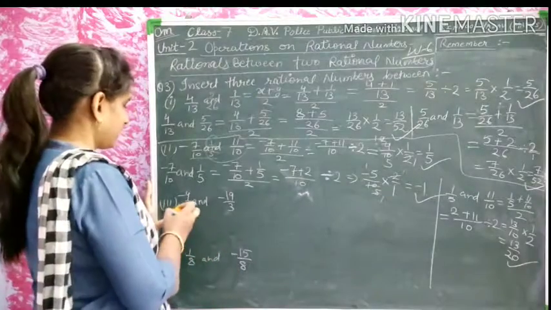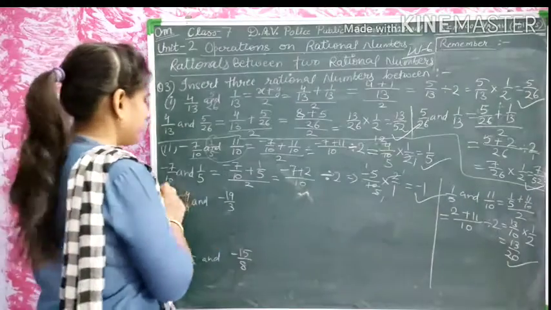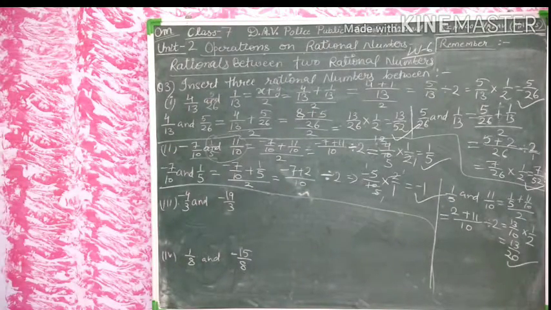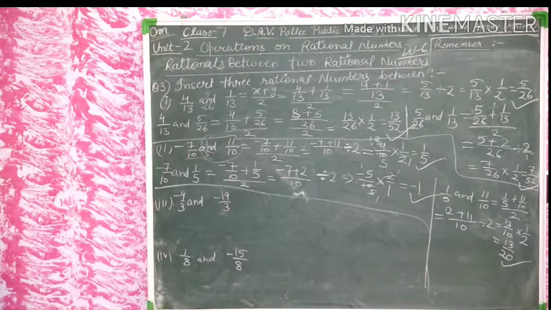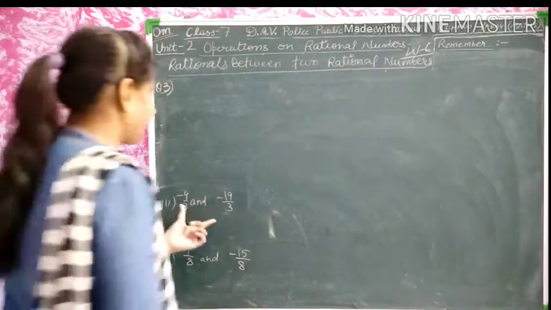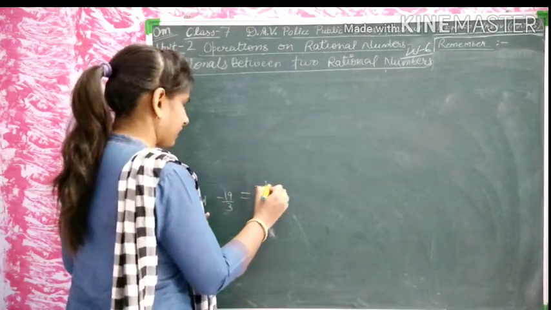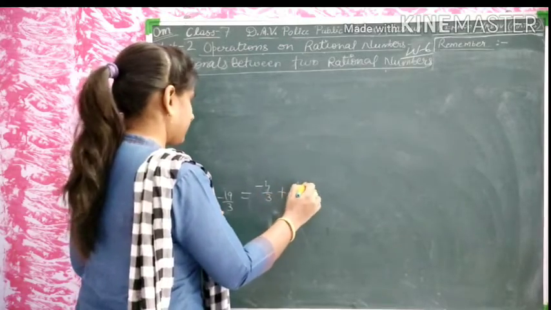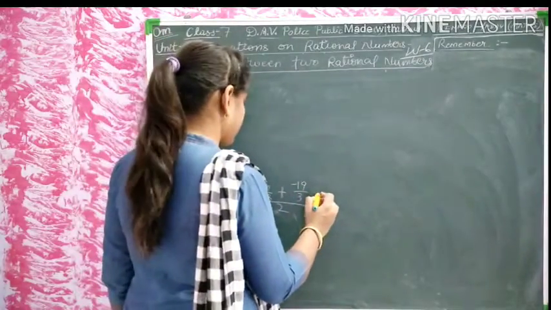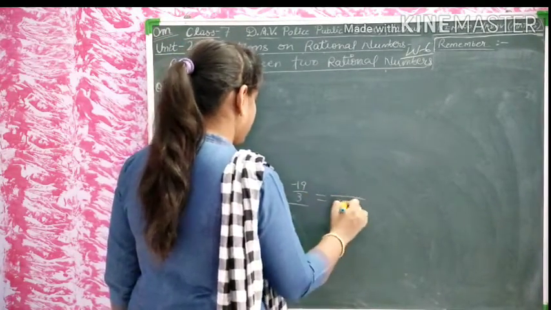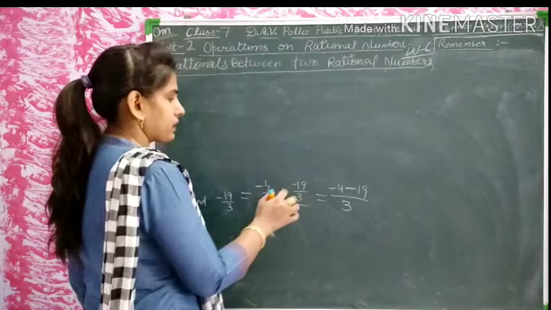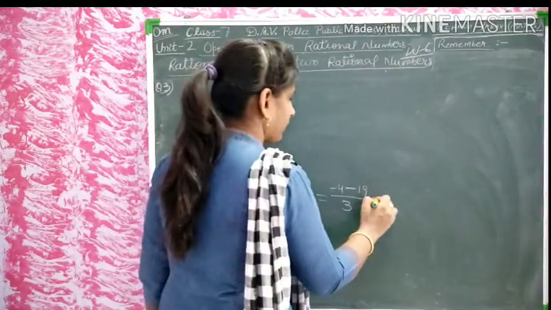There is a next question here: minus 4 by 3 and minus 19 by 3. Write down these two numbers first. Now students, we are solving this part, and this will become minus 4 by 3 plus minus 19 by 3. It will be divided by 2 here, and we will get that this is equal to minus, there is the LCM 3, minus 4 plus minus 19, divided by 3 and divided by 2 here.